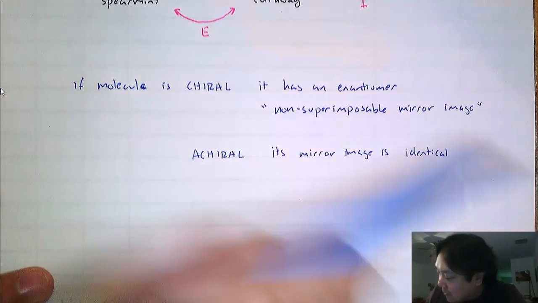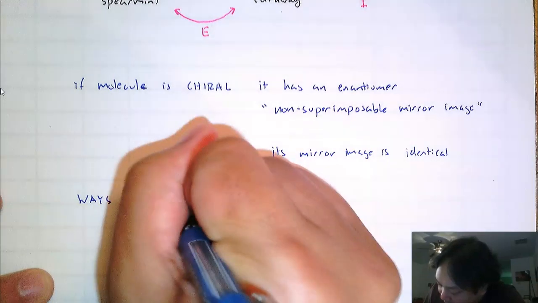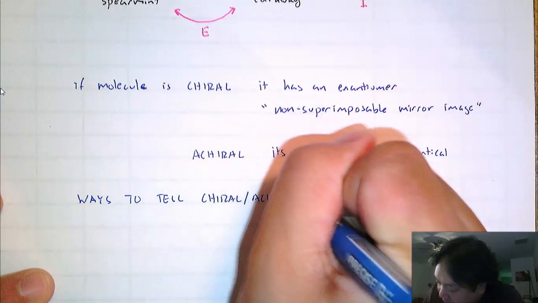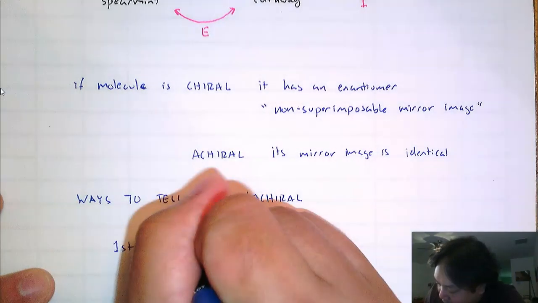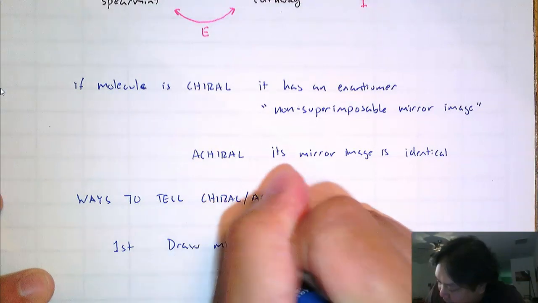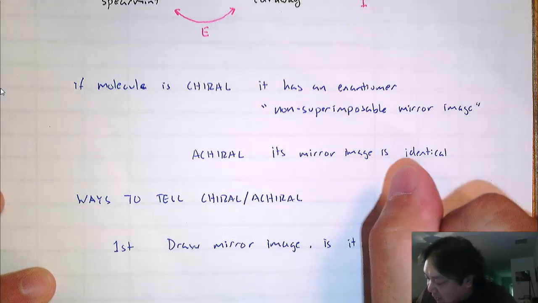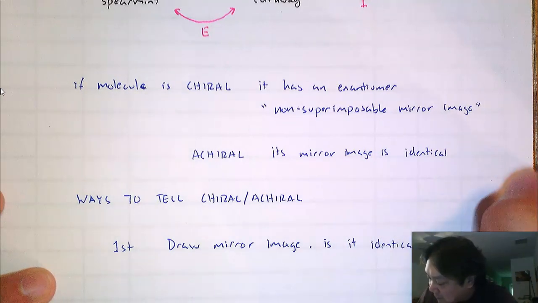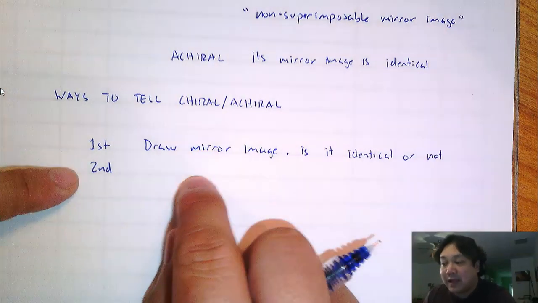Okay. So ways to tell chiral or achiral. First way, draw the mirror image. Is it identical or not? If it's identical, it's achiral. Second way, you don't have to do all of these ways to figure out if it's chiral or achiral. Just pick the one that will tell you the answer the fastest.